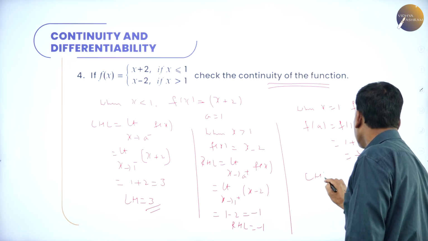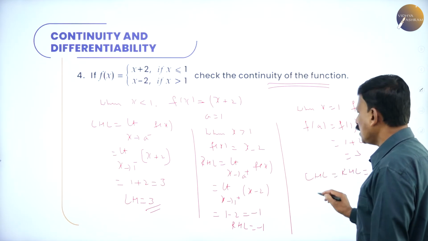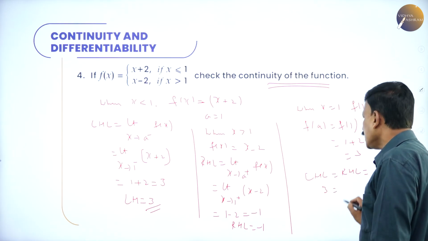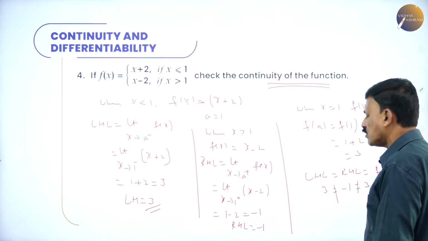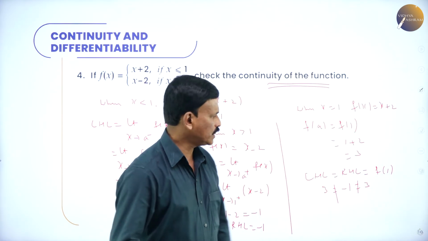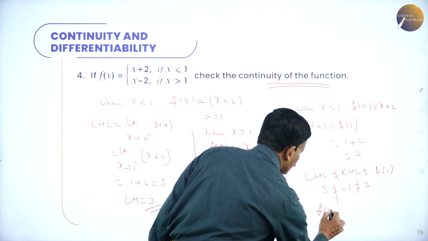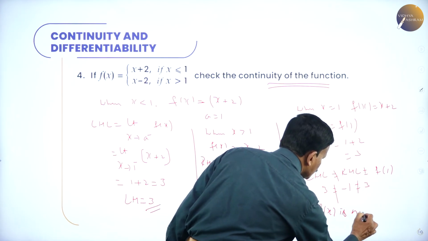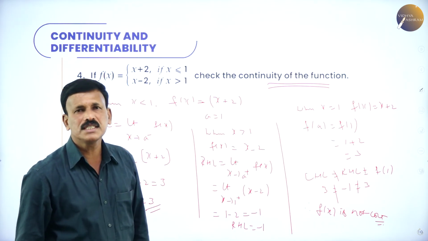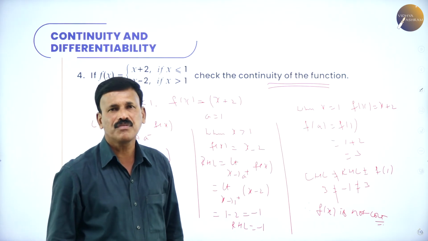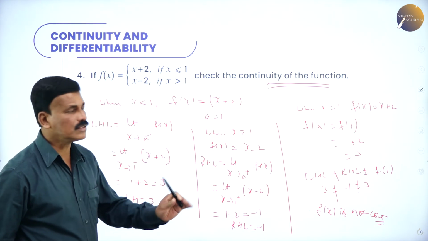Now write down the left hand limit, the right hand limit, and the functional value. The left hand limit is 3, the right hand limit is equal to minus 1, and the functional value is 3. So they are not equal. Left hand limit is not equal to right hand limit, and not equal to the functional value. Therefore, f of x is not continuous. This is a discontinuous function. So check the continuity, whether it is continuous or not.